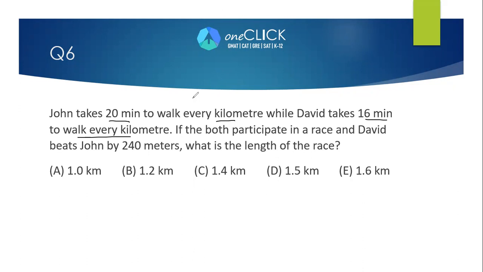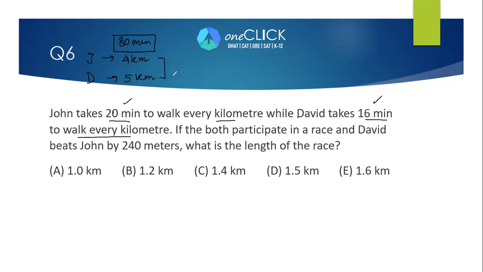So now what you do is, if you want to do it without any variables and without equations, pick a number which is a multiple of 16 and 20. So like 80. So if it were an 80-minute scenario, then John would have covered 4 kilometers, while David would have covered 5 kilometers in that same 80 minutes. Okay. I am choosing 80. Why? Because it's going to give me integer values. I somehow need the ratio.